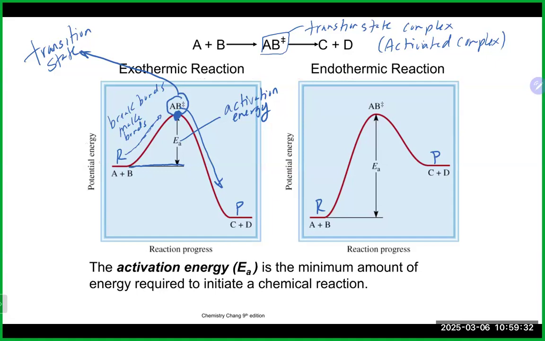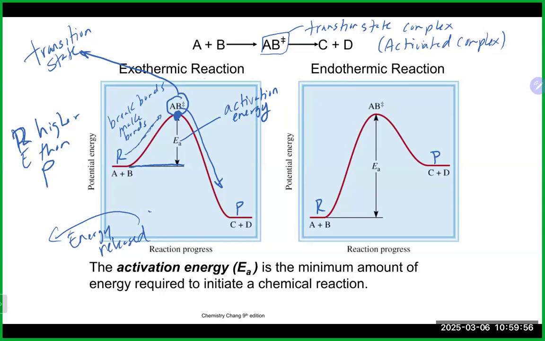Because our reactants are higher in energy than our products in this case, right? And the only way for our reactants to get down to our products is for overall energy to be released, right? And that is what an exothermic process means. Energy is overall released in a reaction.